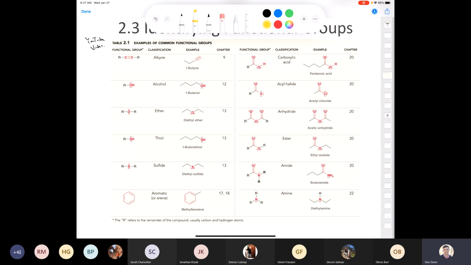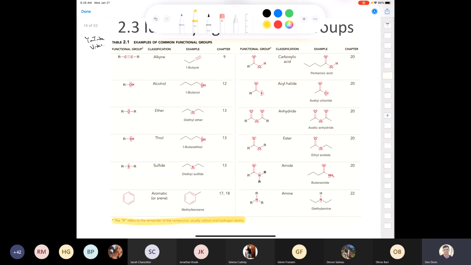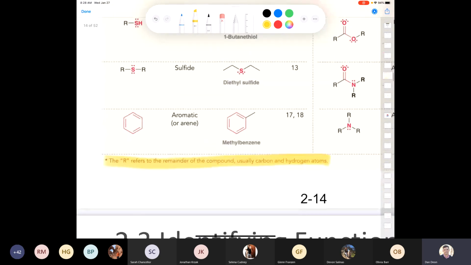Whenever you have a triple bond between 2 carbons like this, we call that an alkyne. So this is called an alkyne when you have a triple bond. Now, the first question that you might be asking is, what the heck is R? I don't remember element R being in the periodic table. Well, R is actually identified down here. It actually refers to the remainder of the compound, so usually carbon and hydrogen atoms.